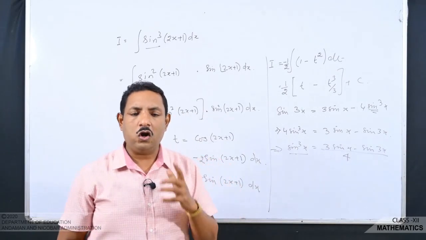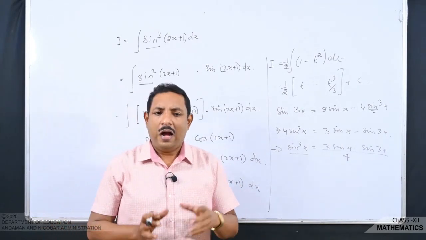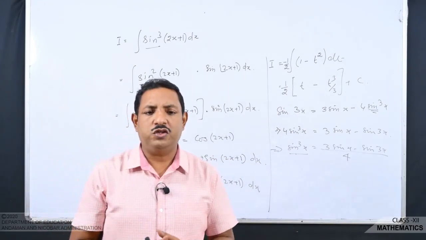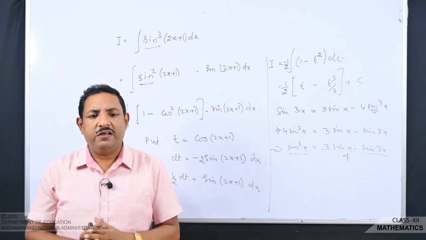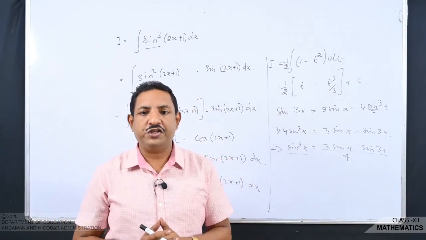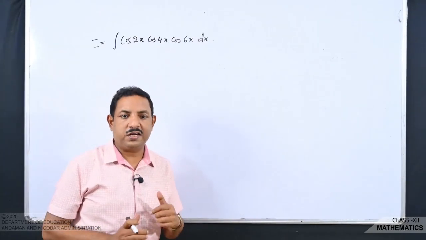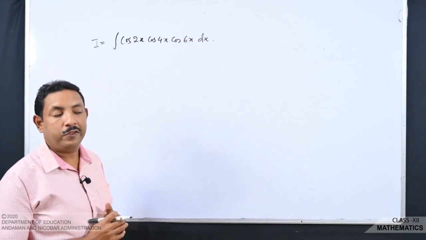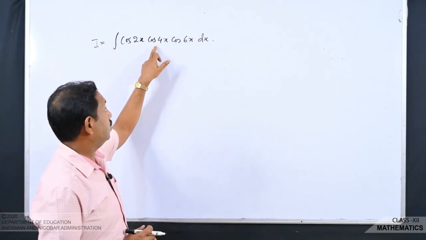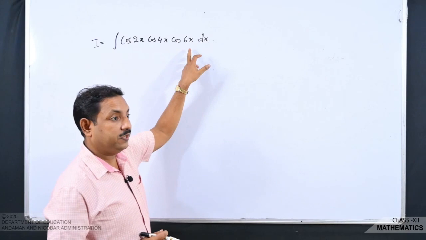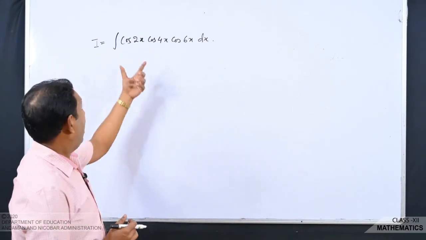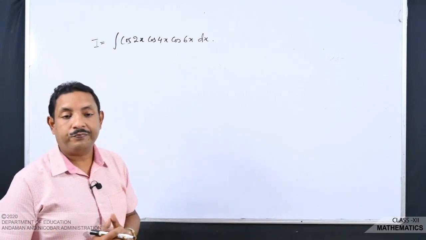Okay dear students, not only this, any types of question. I show you one more, how we can use trigonometry to change the given function to a linear form, so that we can do the integration over it. Let's start one more problem. Look here, we have I equal to integration of cos 2x, cos 4x, cos 6x. That means we have the product of three trigonometric functions. Now, how can we make it a linear one?